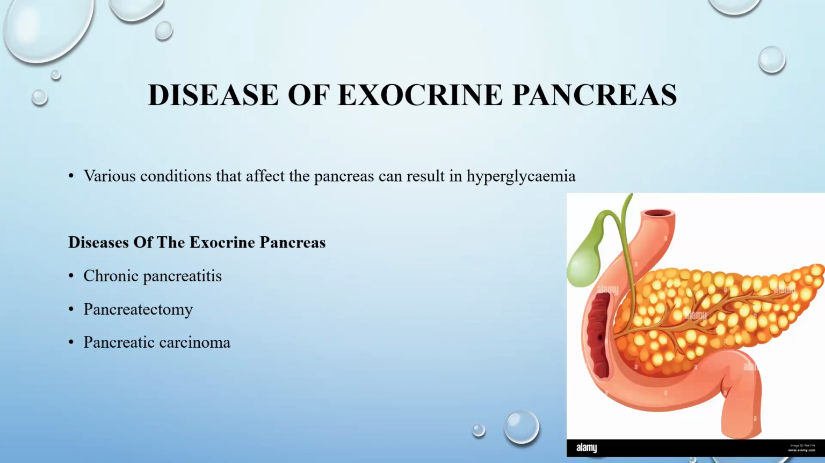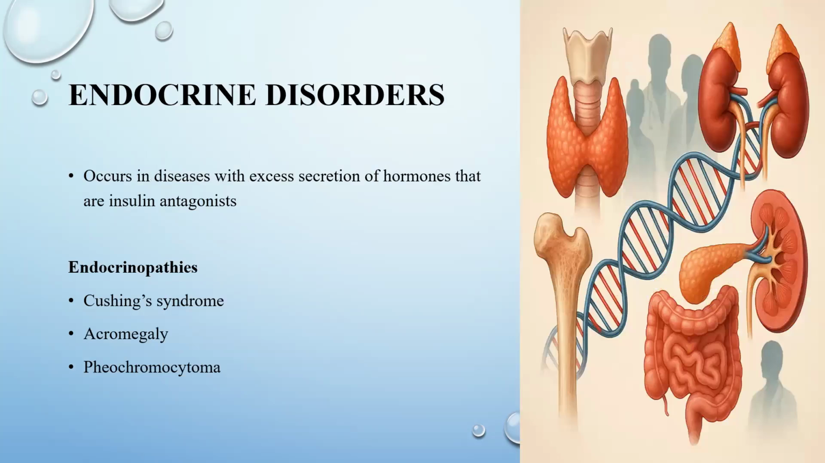The next is disease of the exocrine pancreas. Various conditions that affect the pancreas can result in hyperglycemia. The diseases of the exocrine pancreas which can lead to diabetes mellitus are chronic pancreatitis, pancreatectomy, and pancreatic carcinoma. They can all lead to increased glucose in the blood.